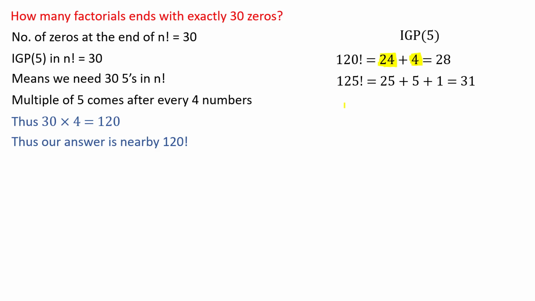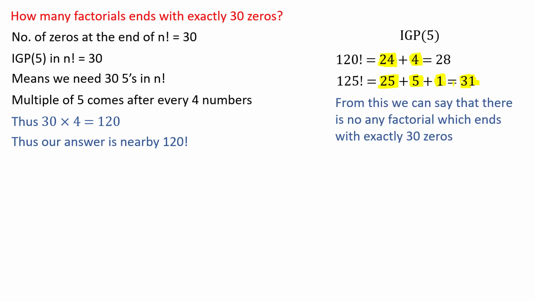In 125 factorial, the IGP of 5 is how much? Let's find it out. If we divide 125 by 5, the quotient is 25. If we divide 25 by 5, the quotient is 5. And if we divide 5 by 5, the quotient is 1. We stop here, after this the quotient will be 0. The sum of all these quotients is 31. So from this, we can see that for any factorial from 120 to 124 factorial, the IGP of 5 is going to be 28. And after that, 125 factorial has an IGP of 5 of 31. So there is no factorial which has an IGP of 5 as 30, which means no factorial ends with exactly 30 zeros. So our answer is 0.